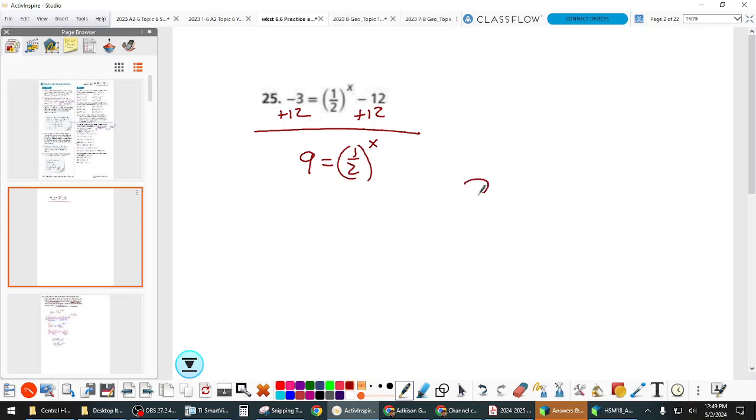Okay, I heard this. That is a half. Does it help us to do that? No, because this is 9. If this was 8, it would help. Or 16 or 4 or something. But in this case, we can't get a same base between the 1 half and the 9. So how do we undo 1 half to the x? Sure, we could log both sides.